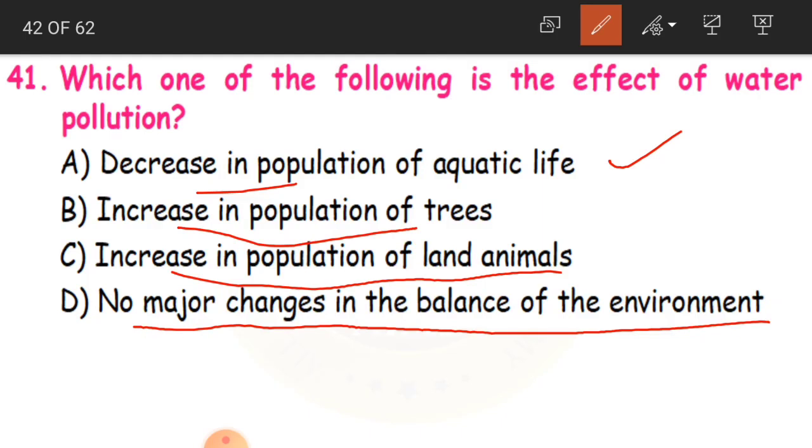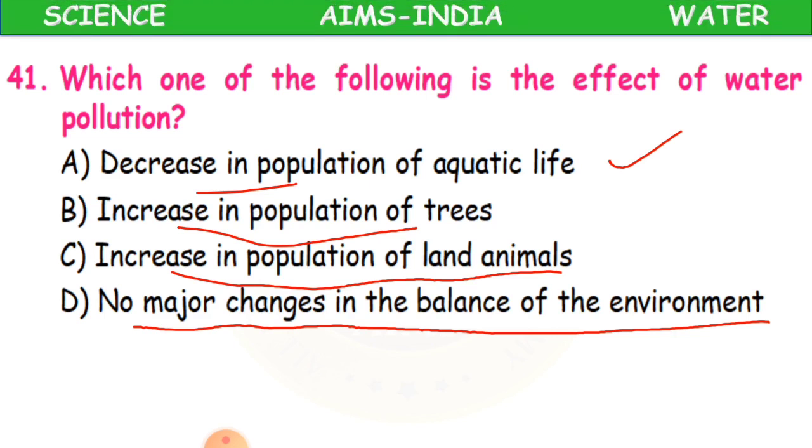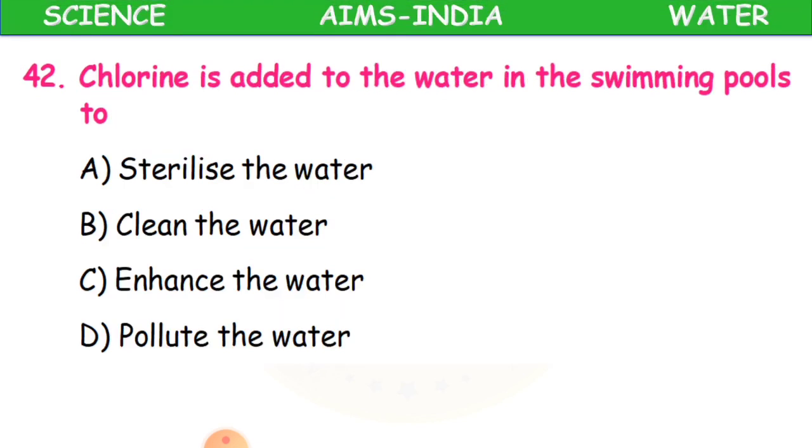As we human beings, when we take impure water, that is going to damage our health, no? So same like that, the same impure water also damages the life of the aquatic animals. So because of that, there is a decrease in the population of their number. Clear, children? Yes. Now the next question here, 42nd one.